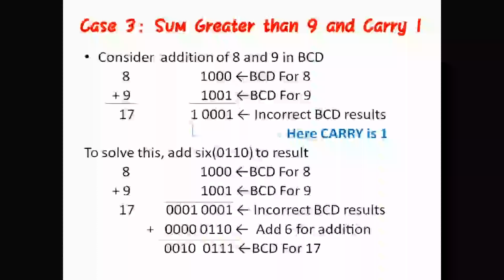Since here the carry is 1, and 17 is greater than 9, what we need to do? We need to add 6 here again. So 8 plus 9, 17. 1 0 0 0 is 8, then 1 0 0 1 in BCD is 9.